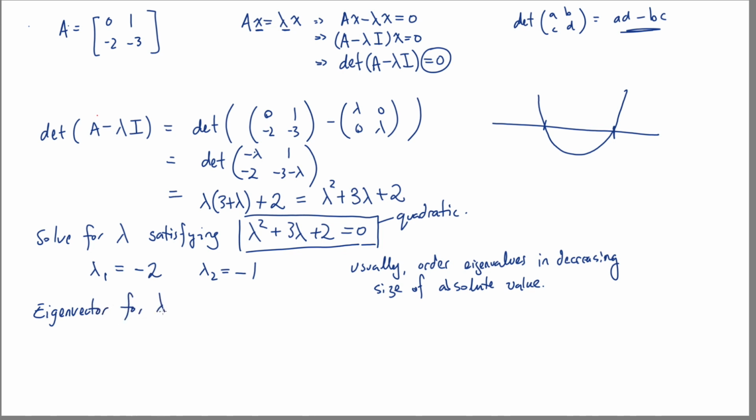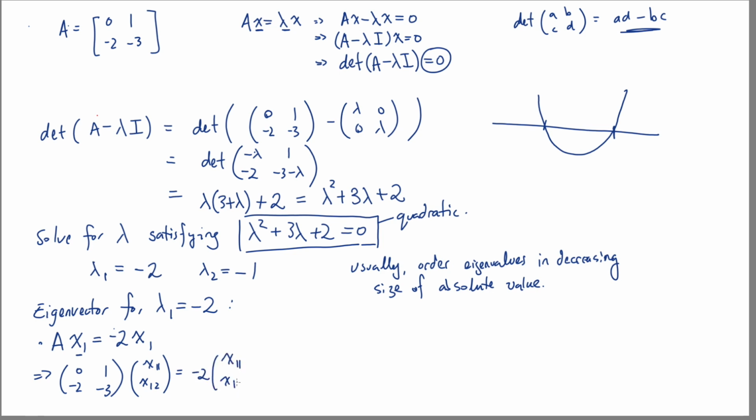So we can start off by looking at the eigenvector for lambda 1 equals negative 2. So we need to find an eigenvector x1 which satisfies this equation, negative 2 x1, right? Ax equals lambda x, and we know that lambda is negative 2. So we need to solve this. We need to find this x. So what is A? Well, it's going to be 0, 1, negative 2, negative 3. What's x1? Well, we can just write that as the two components, x11, x12. And here we can write that as x11, x12.